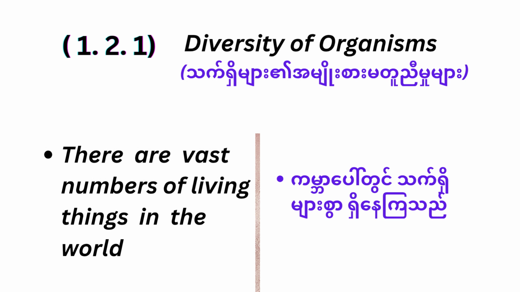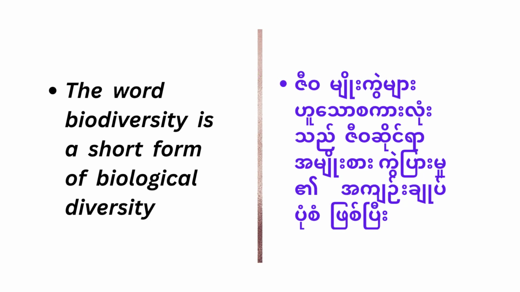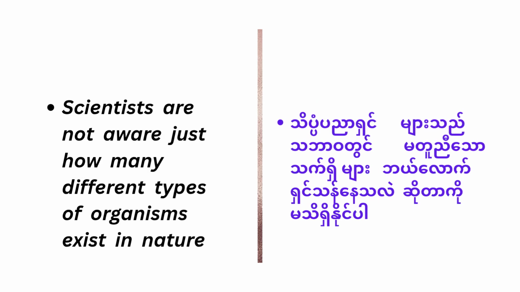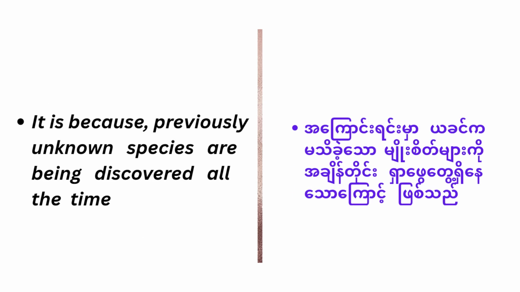1.2.1 Diversity of organisms. There are vast numbers of living things in the world. The word biodiversity is a short form of biological diversity, which means the abundance of different types of species. Scientists are not aware just how many different types of organisms exist in nature. It is because previously unknown species are being discovered all the time.